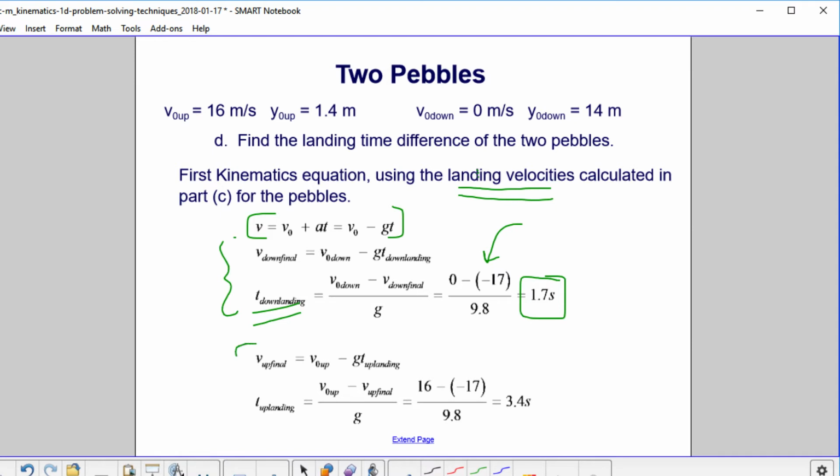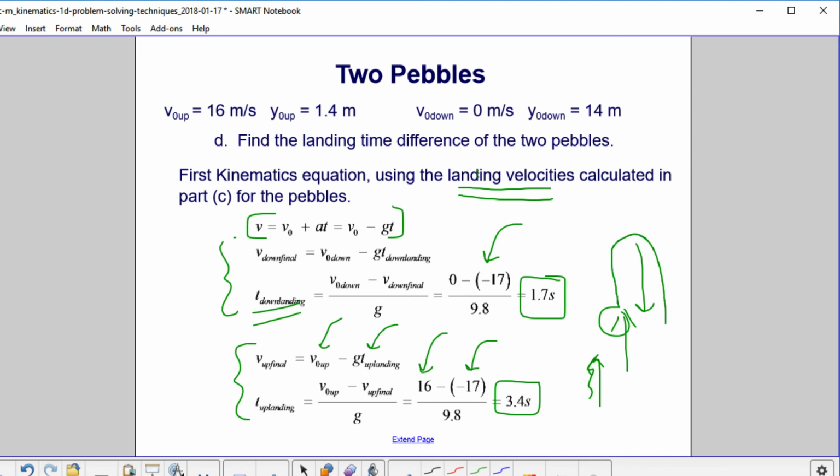We then move to the pebble that we threw up. It had an initial velocity in the up direction, and again, here's your minus gt factor. We rearrange for time. We put in our initial velocity of 16, our final of negative 17, and we get 3.4 seconds, which makes sense because when they met at this point here, it's not a terribly good arrow. Let's try again. There's an arrow. And the other pebble was coming down here. This pebble still had an upward velocity, so it had to go up like this before it came down. This pebble sort of had a head start, so it hit first.